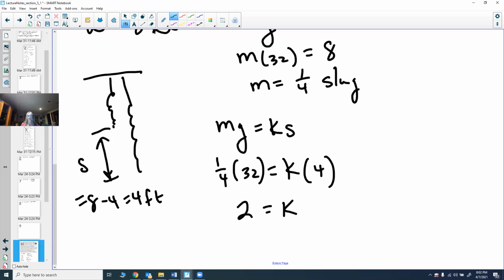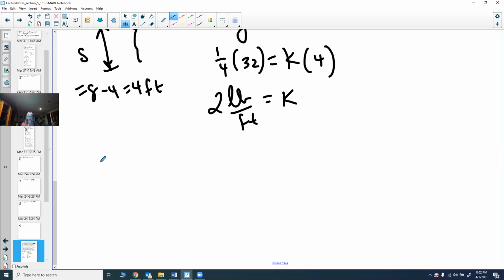And by the way, let me give myself some space to put the units here. This would be in pounds, because 32 times 1/4 is your pounds, and the 4 was in feet. So the units on K are pounds per foot. Okay.